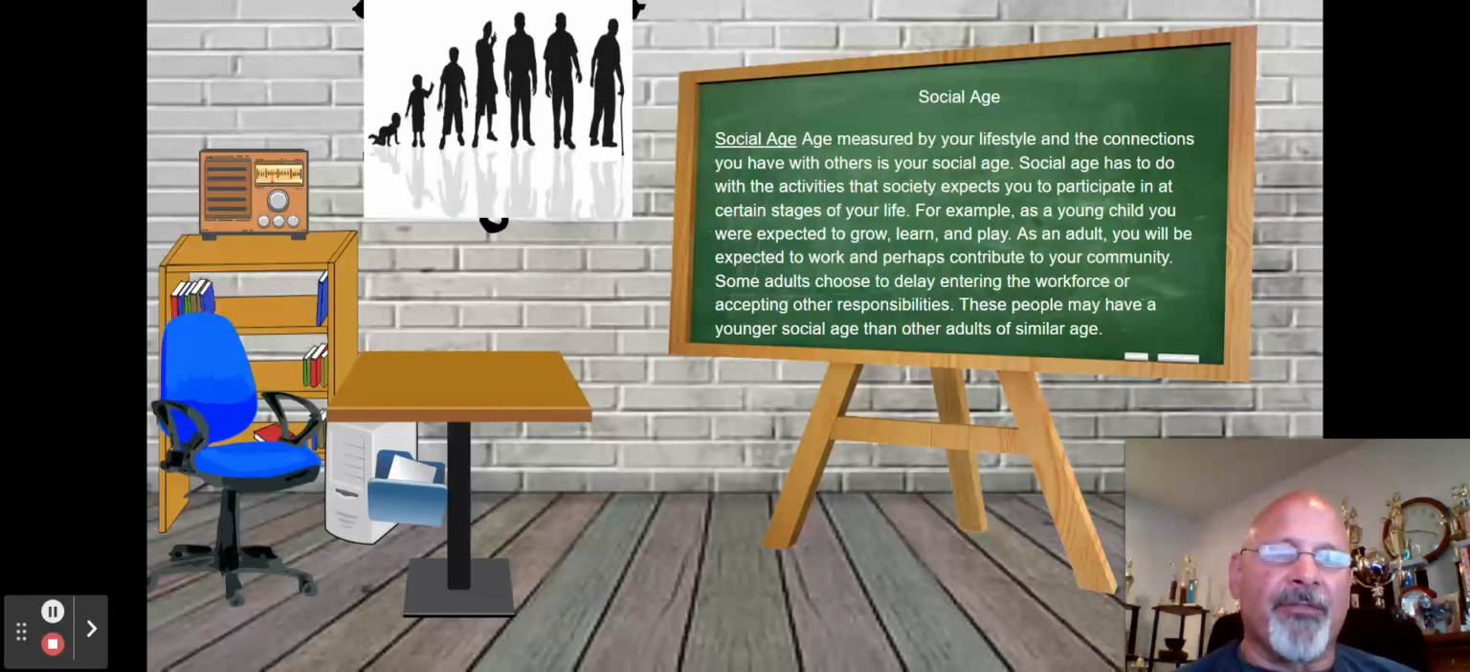The last thing that affects our aging is our social age. This is measured by your lifestyle and the connections you have with others. Social age has to do with activities that society expects you to participate in at certain stages of your life. For example, as a young child, you are expected to grow, learn, and play. As an adult, you will be expected to work and perhaps contribute to your community. Some adults choose to delay entering the workforce or accepting other responsibilities. These people may have a younger social age than adults of similar age.